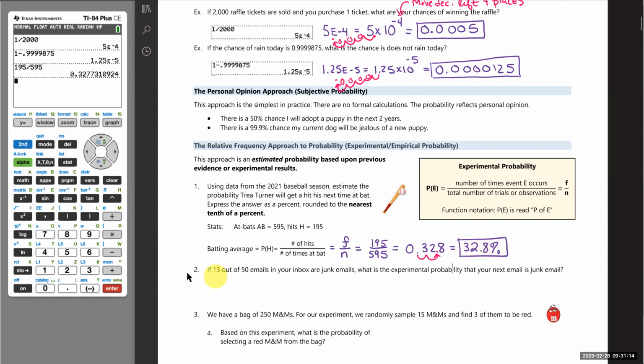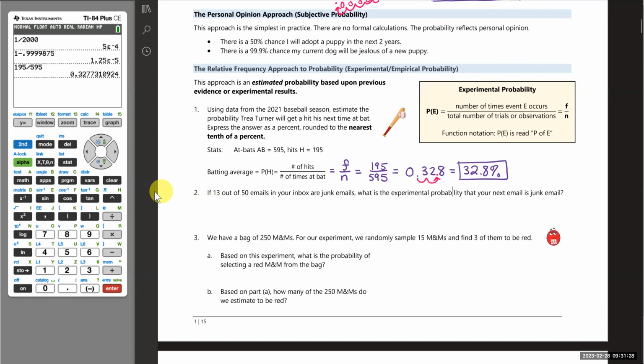All right, so let's just do a couple more here. So what if 13 out of 50 emails in your inbox are junk emails? What is the experimental probability that your next email is a junk email? All right, so again, we're using what's happened in the past to estimate the chances of an event happening in the future. So probability of, and since it's junk email, I'll just do J for junk, probability of junk email. So it's frequency over N. So we look at the number of times you got junk email before. There were 13 out of the total number of emails that you got overall, 50.